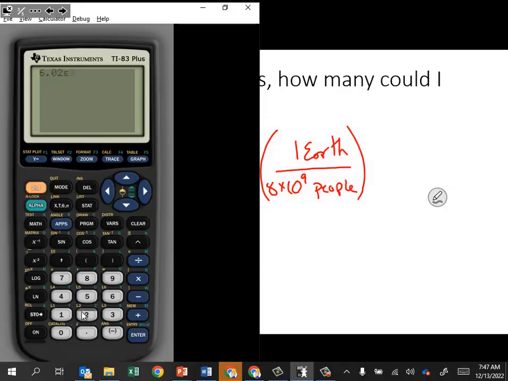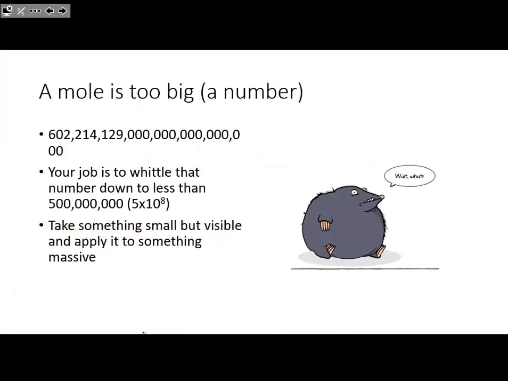we would type in 6.02 times 10 to the 23rd. Remember from Unit 1, we don't use the times 10 caret. You hit second comma, the number above the 7, in order to put that little e there, that e means times 10. So 6.02 times 10 to the 23rd times 1 over 8 times 10 to the 9th. And we end up with 75 trillion donuts. Every person on Earth would get 75 trillion donuts.